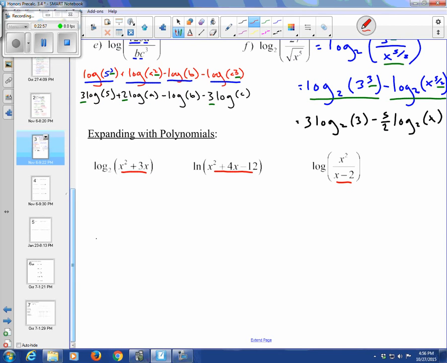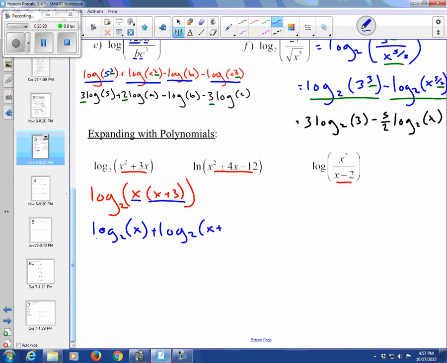Right here, log base 2 of x squared plus 3x. I can write that as log base 2 of x times x plus 3. Now what I'm seeing is a multiplication of 2 things inside my log base 2. And what we can do is expand this out into log base 2 of x plus log base 2 of x plus 3. So that would be the expansion of this one. So why don't you go ahead and try these 2, and then we will come back and take a look.